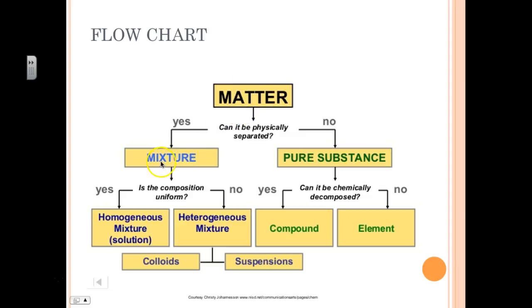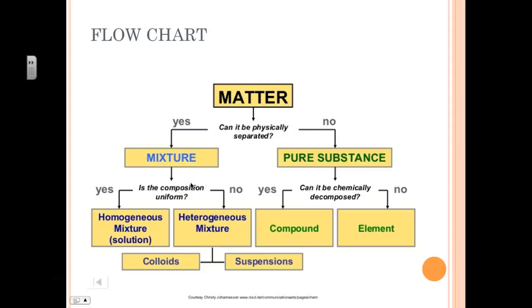Over here for the mixtures, again, what does it mean to be physically separated? Well, first let's talk about these mixtures. We have a homogeneous mixture, which means they all look the same. Heterogeneous means they look different. That's what it means by, is the composition uniform? Yes, they all look the same: homogeneous, aka a solution. No, they look different: heterogeneous.